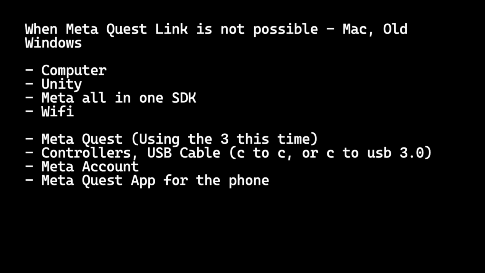So what you'll need is a computer, Unity, the Meta All-in-One SDK with Wi-Fi. We're going to also need our Meta Quests. I'm going to use the 3 this time with our controllers, a USB cable, a Meta account, as well as the Meta Quest app for your phone.